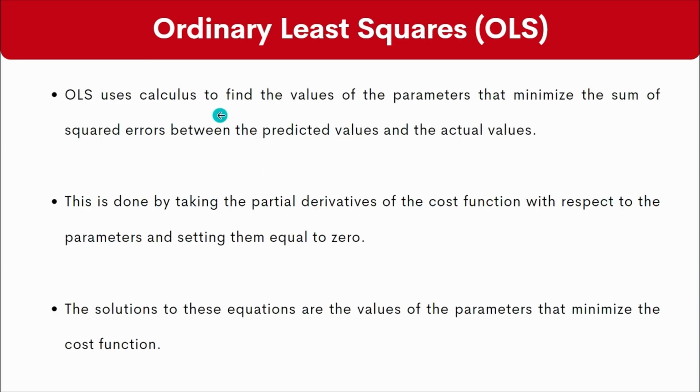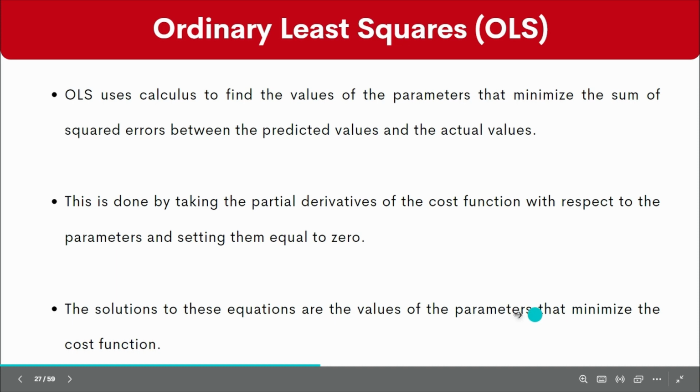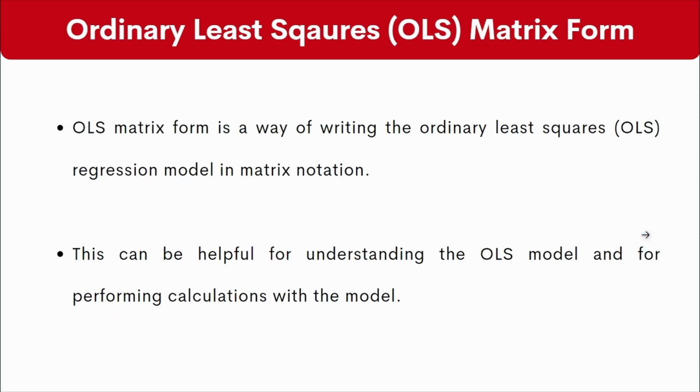OLS uses calculus to find the values of the parameters that minimize the sum of squared errors between the predicted value and the actual value. This is done by taking partial derivatives of the cost function with respect to the parameters and setting them equal to 0. The solutions to these equations are the values of the parameters that minimize the cost function. There is also a matrix form of ordinary least squares, with which you can do all the calculations using matrix format, get the result, and verify it with our linear regression, which we are going to do.